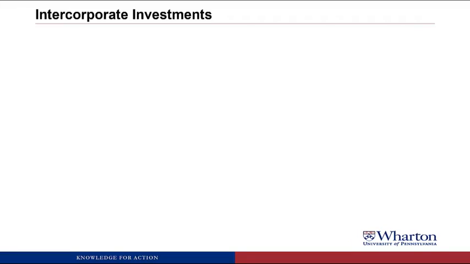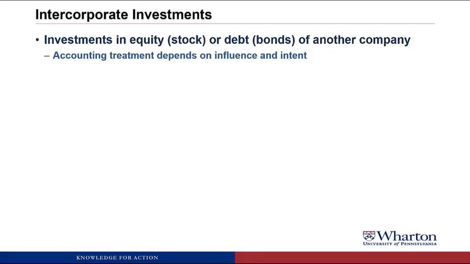So let me do a big overview of the different accounting methods for intercorporate investments, and then we'll, of course, dive in and look at some of these in more detail. So we're talking about investments in equity or debt of another company. So equity is you're buying shares of stock of another company. Debt would mean that you're buying the bonds issued by another company. The accounting treatment for these investments is going to depend on your influence and your intent for doing the investment.